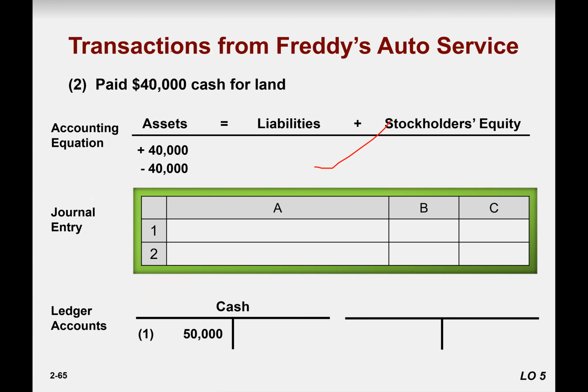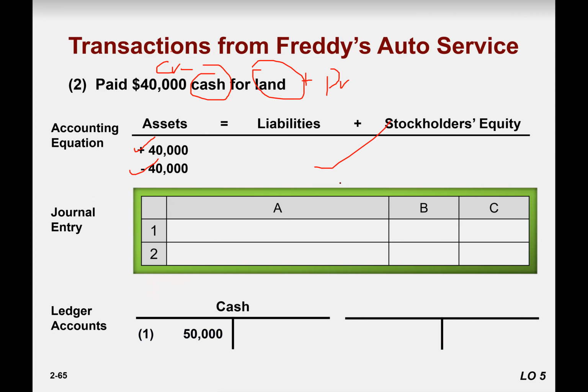But analyze the transaction: paid cash. Is the cash account decreased or increased? Paying cash means the cash account is decreased. And land, increase or decrease? So you see, this is the land increase, this is the cash decrease. Land is our asset, asset increase, debit. Cash is our asset, asset decrease, credit.